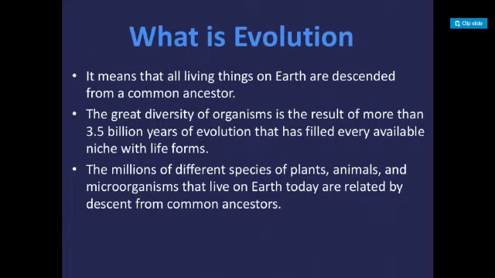The great diversity of organisms is the result of more than 3.5 billion years of evolution that has filled every available niche with life forms. The millions of different species of plants, animals, and microorganisms that live on earth today are related by descent from common ancestors. So students, this was the idea of evolution.